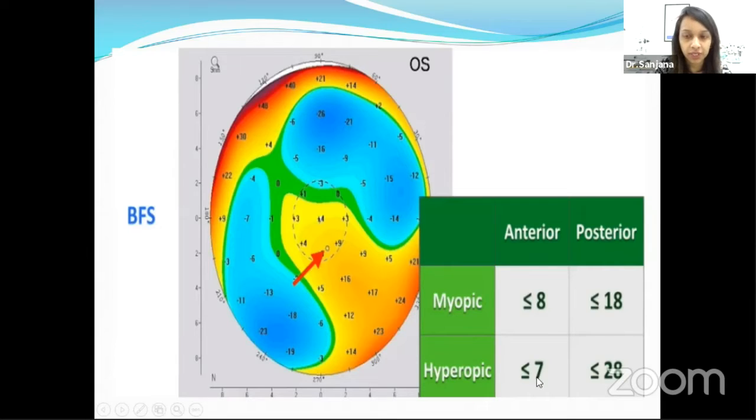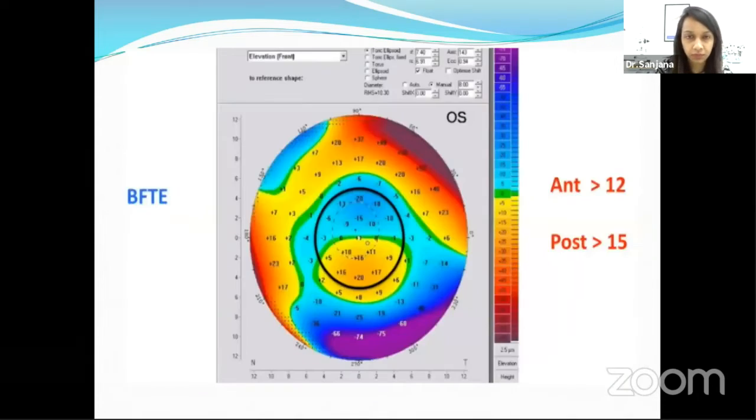Now, if we're interpreting a hyperopic scan, then usually the values for anterior and posterior are 7 and 28 respectively. Now, if we choose a best fit toric ellipsoid, then usually the cutoff value for anterior is 12, and for posterior more than 15 is considered abnormal. Just to look at an example, here we see values like plus 20, plus 17. This is a front elevation map, so these are definitely values of more than 12, which indicates some amount of steepening or elevation which is being seen abnormally on the anterior float.